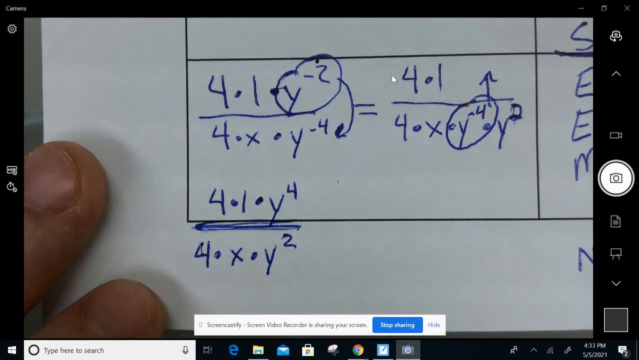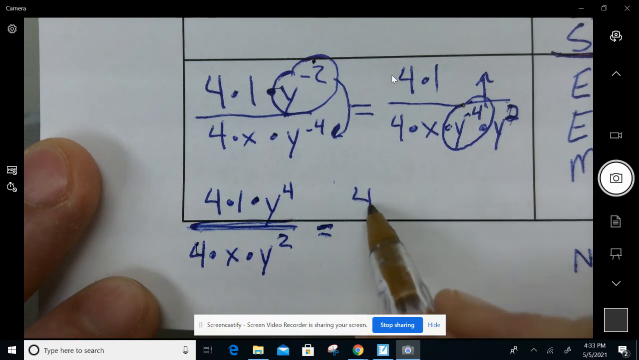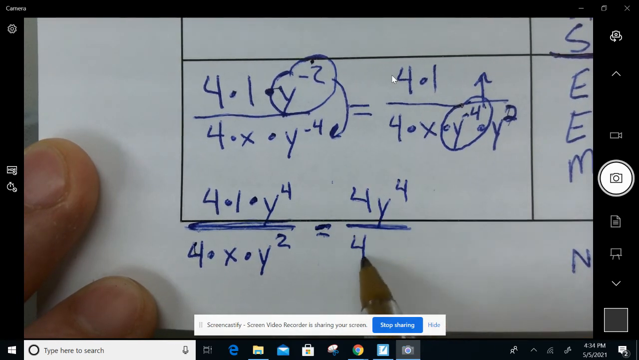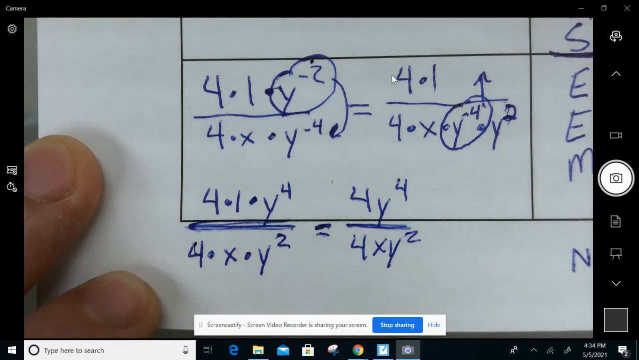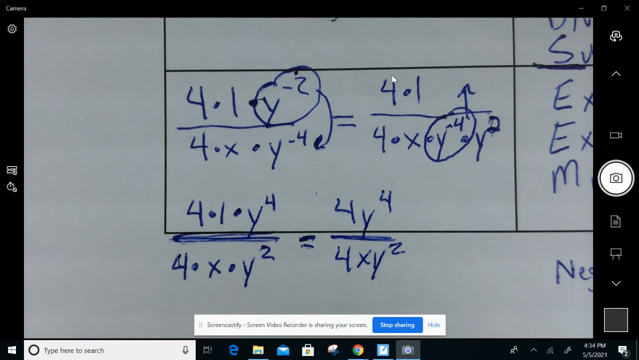Okay, so let's do a little bit of simplification here. 4 times 1 is just 4. And I'm going to get rid of the multiplication signs. It doesn't matter. We could keep them. We could not. I just think this looks a little bit better.